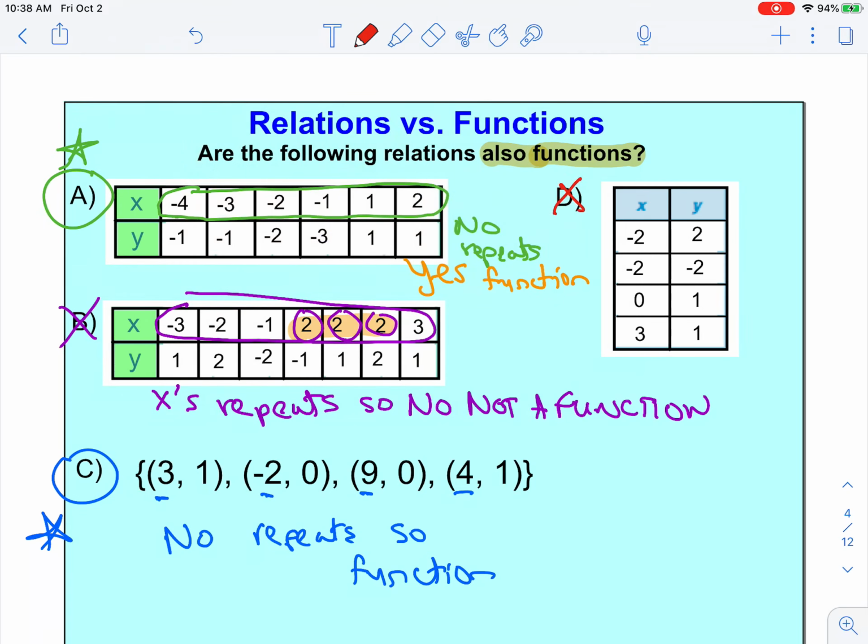Well, if you did it correctly, it is not a function, because we can see we have x's repeating again. So here's what I'm talking about. In this example, when x is -2, y is 2, but you could also say when x is -2, y is -2. So you have two different answers for that y value. That's what we're talking about, where each x value has exactly one y value.